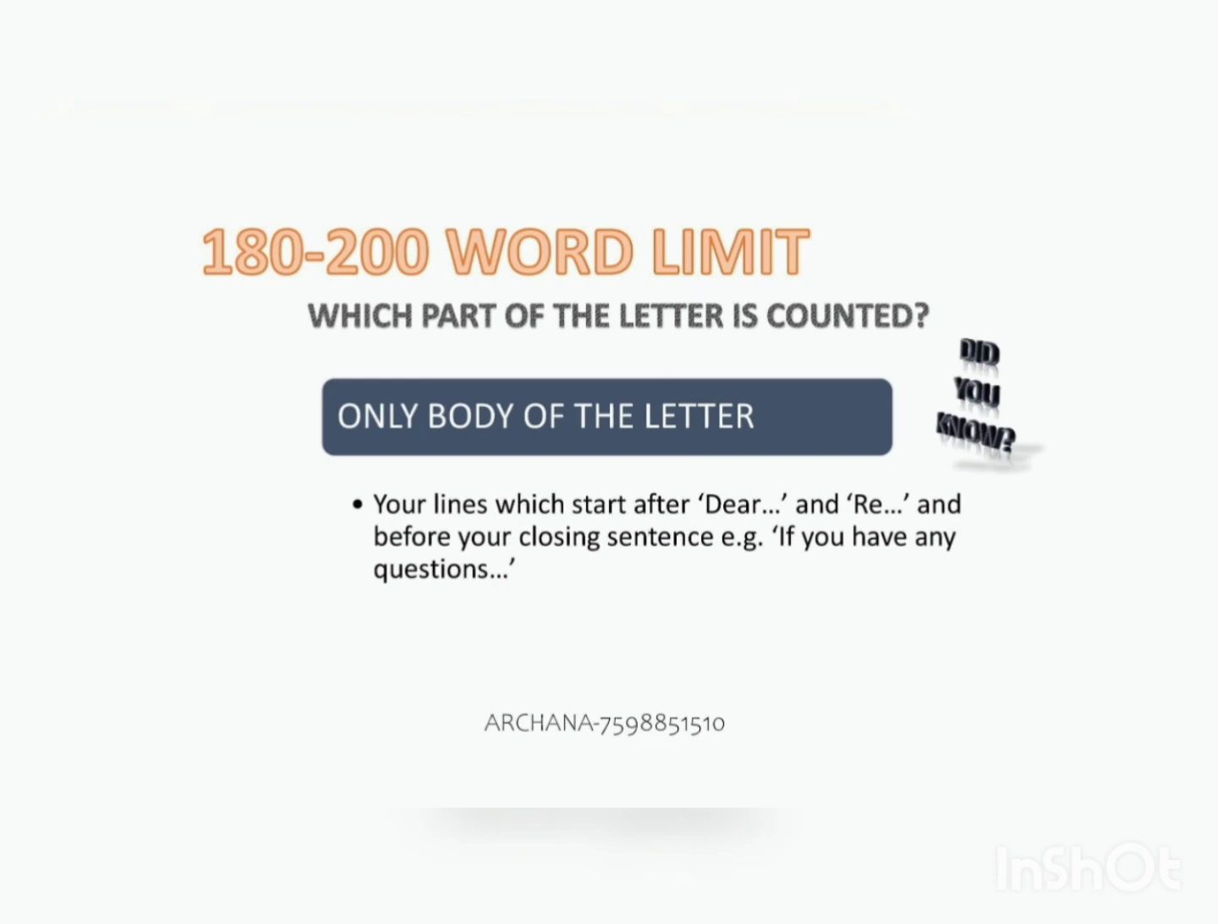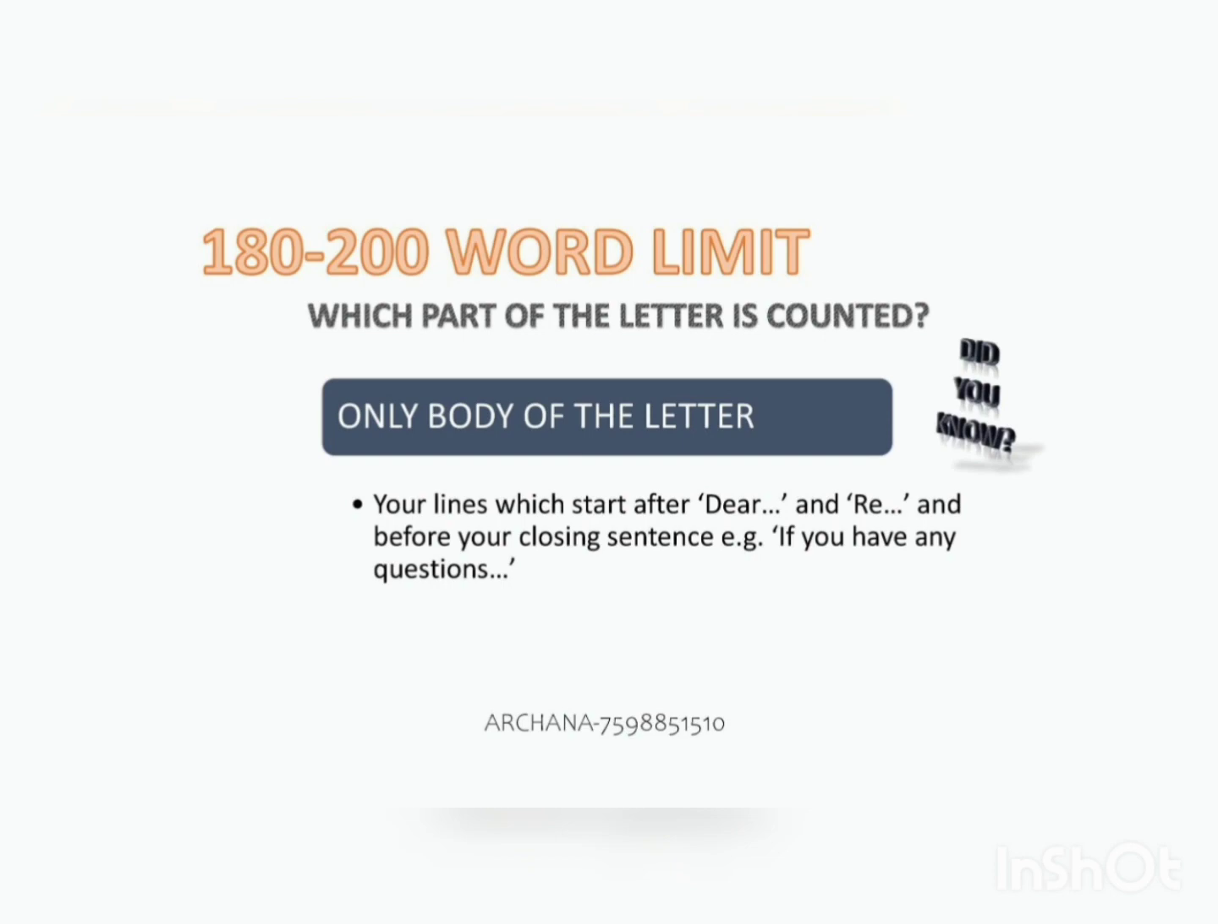5 tips to know about the writing subtest. The first one is a 180 to 200 word limit. Which part of the letter is counted? It is only the main body of the letter, which starts after the reference and before your closing sentence, that is, "If you have any queries." It is about 4 to 5 paragraphs.